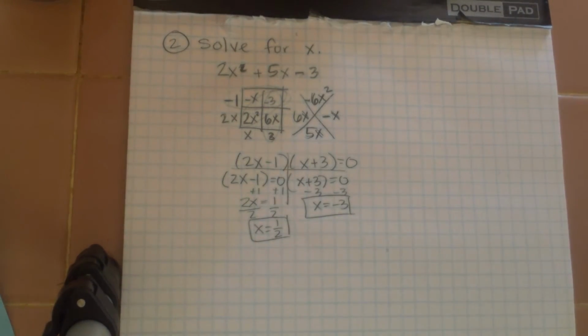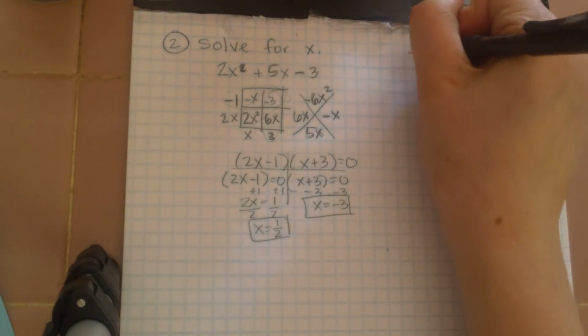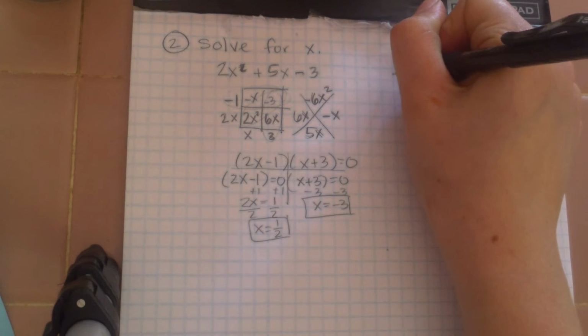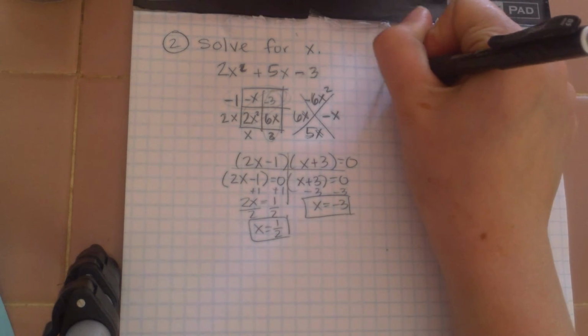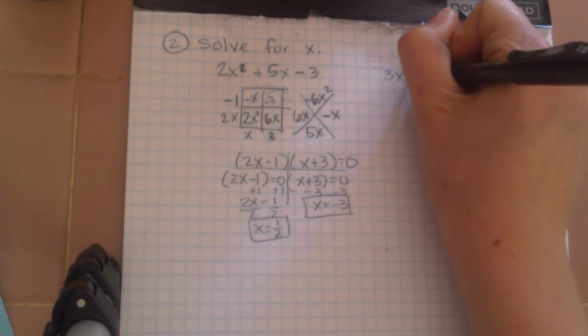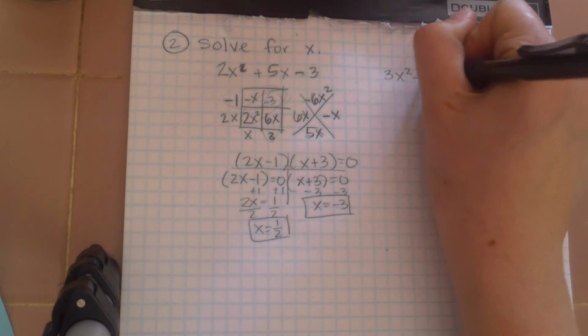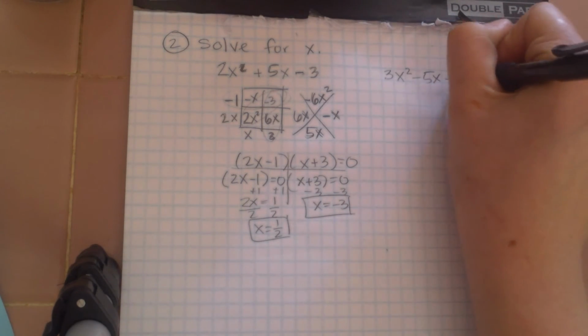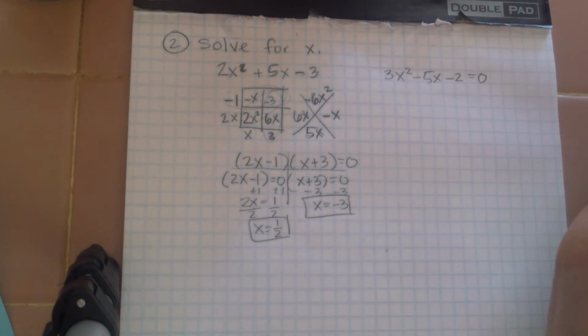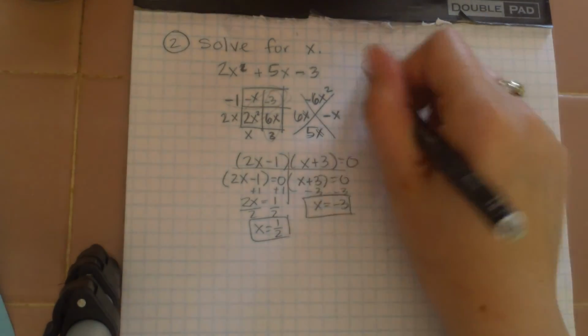I want you to try one more for me. I want you to try, how about 3x squared minus 5x minus 2. So try this one on your own and then check the second video for the solution. Try this on your own.